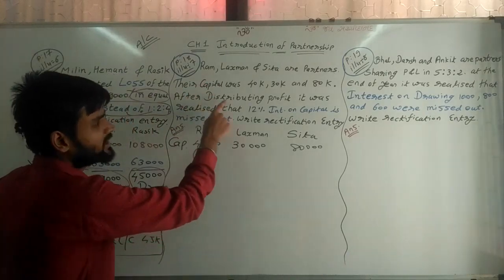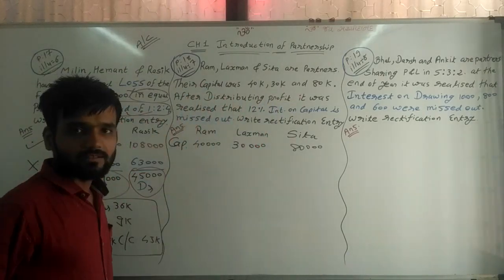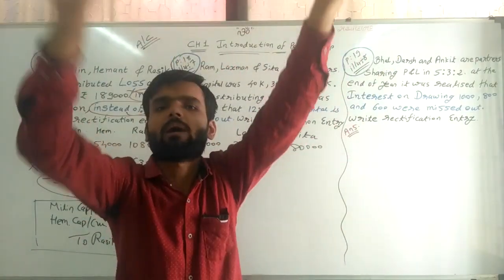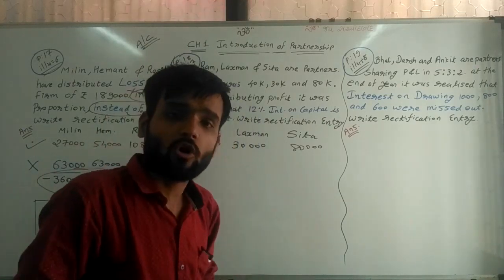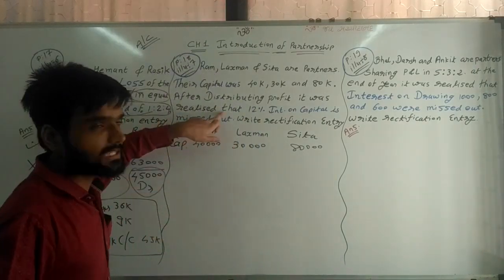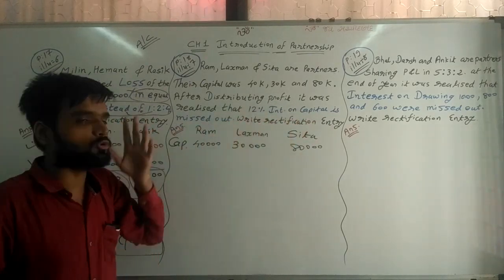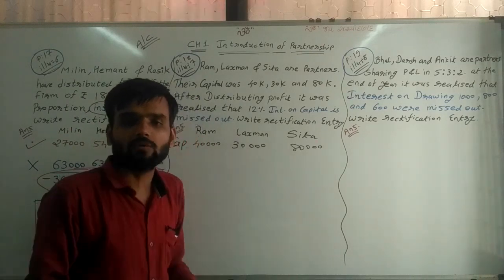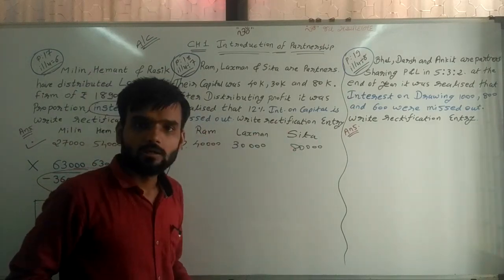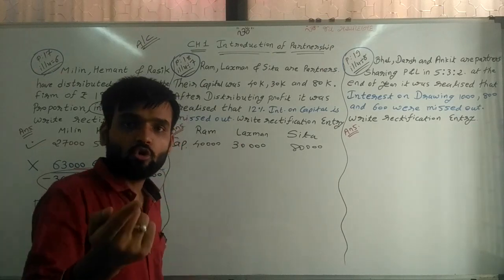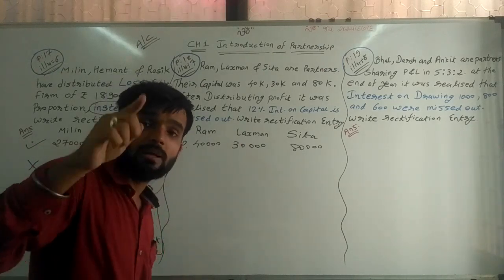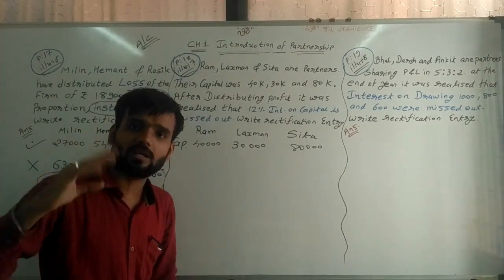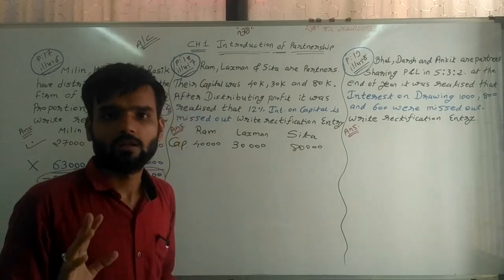So after distributing profit, it was realized that the whole year we have earned profit and that profit is distributed among the partners. Now after distribution of profit, we realize that 12% interest on capital is missed out. We did not calculate interest on capital. That is not considered. So that is my mistake. It is not taken correctly. I have to take that interest on capital.